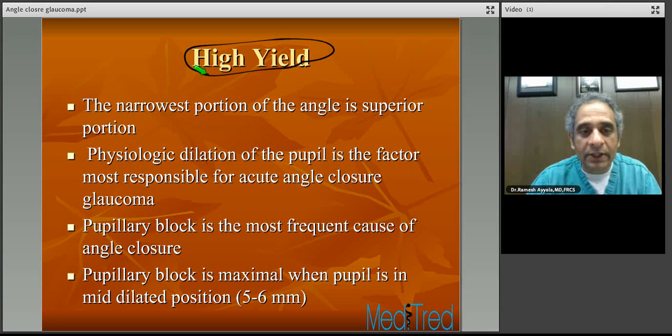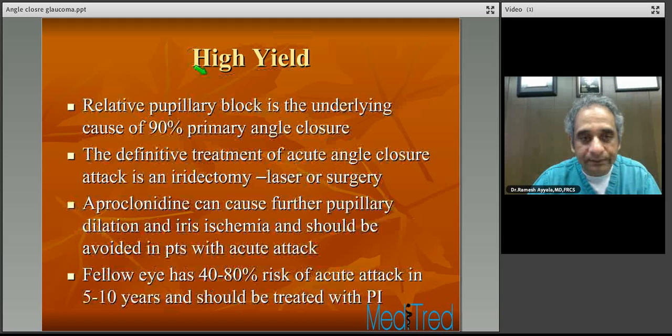Remember, the narrowest portion of the angle is the superior portion. Physiologic dilation of the pupil is the factor most responsible for acute angle closure glaucoma. Pupillary block is the most frequent cause of angle closure. Pupillary block is maximal when the pupil is in the mid-dilated position, 5 to 6 millimeters. Relative pupillary block is the underlying cause of 90% of primary angle closure glaucomas.